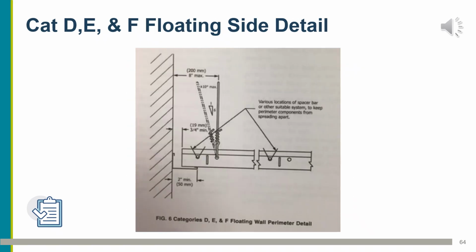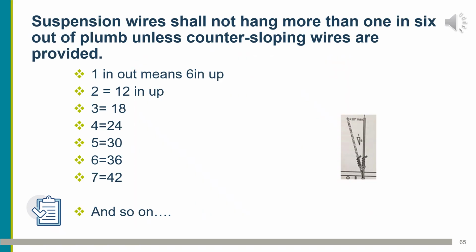So on the opposing side, we call that the floating side. We have to have 3/4 of an inch distance from the wall. This allows that grid to travel back and forth. We have to use spreader bars or proprietary clips. You still have to have the perimeter support wire within 8 inches. So again, that perimeter support wire has to maintain the 1 in 6, and I've got some various measurements here on how far that should be, but 1 in 6 is the maximum slope you can have on that counter-sloping wire.